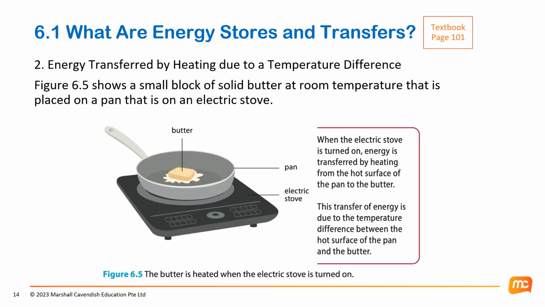Heating due to temperature difference: anytime you are cooking something, that is energy being transferred by heating. You've got two objects at different temperatures, the pan and the butter, for example. And this is transferring energy from the internal store of the pan to the internal store of the butter.